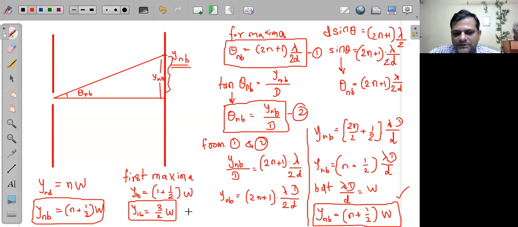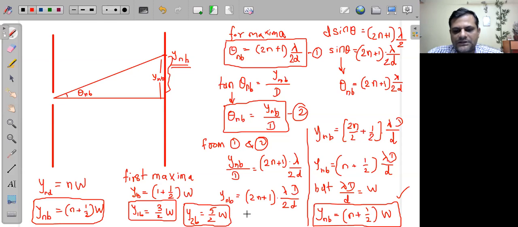This distance is the distance of the first bright band from the center of the diffraction pattern. In the same way, y2b can be obtained here. How much will it be? y2b means the distance of the second bright band from the center. So we can express it in terms of w and get it as 5 by 2 times w. It is very simple as that.